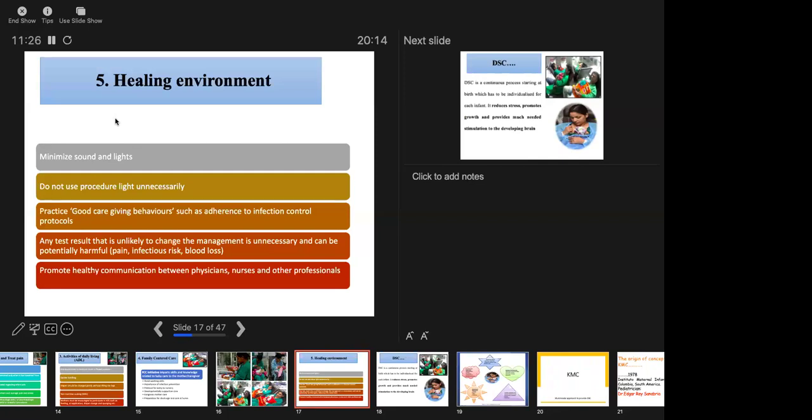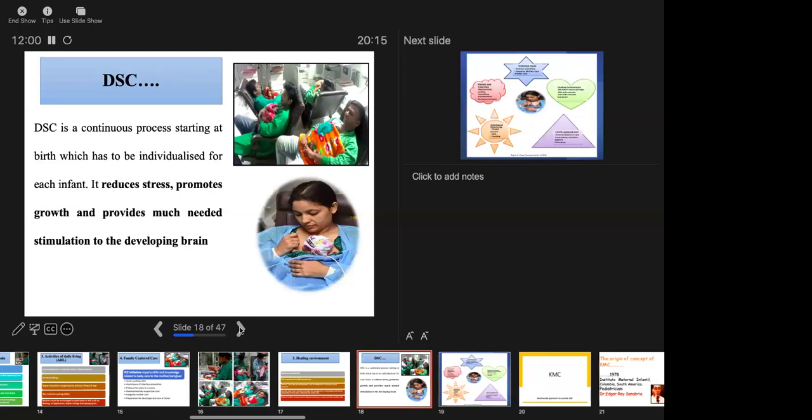Another important thing is minimizing the sampling or any potentially harmful procedures, such as IV pricks or heel lance pricks. If any procedure is not going to change the management of the baby, then that procedure is not at all recommended. It's not at all useful. So you have to ask yourself whether this procedure will change the clinical course, or whether it will change the management of the baby. And you have to promote healthy communication between the physician, nurses, and other professionals. So this is the fifth component of developmental supportive care.